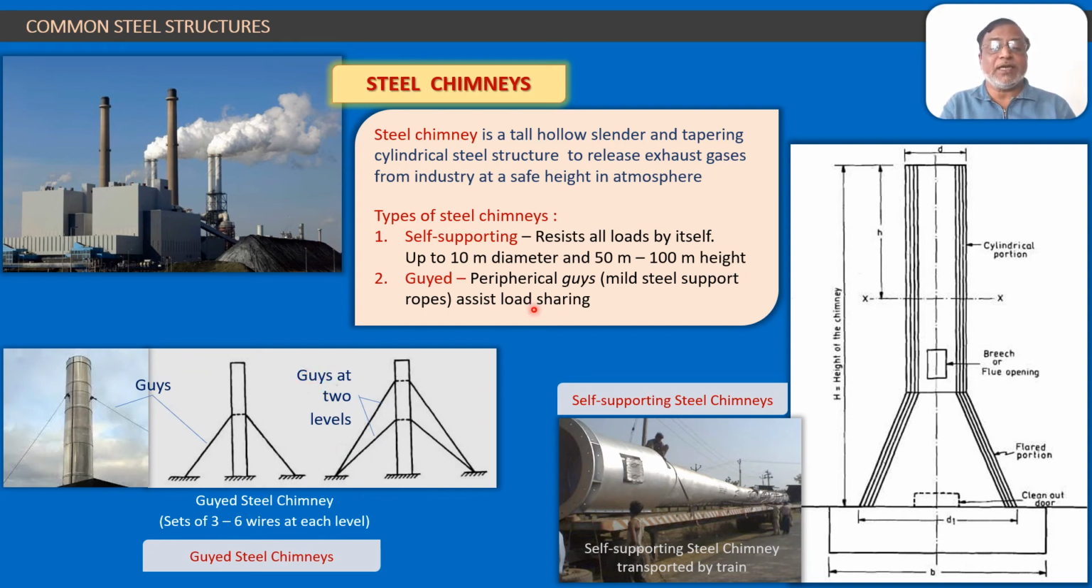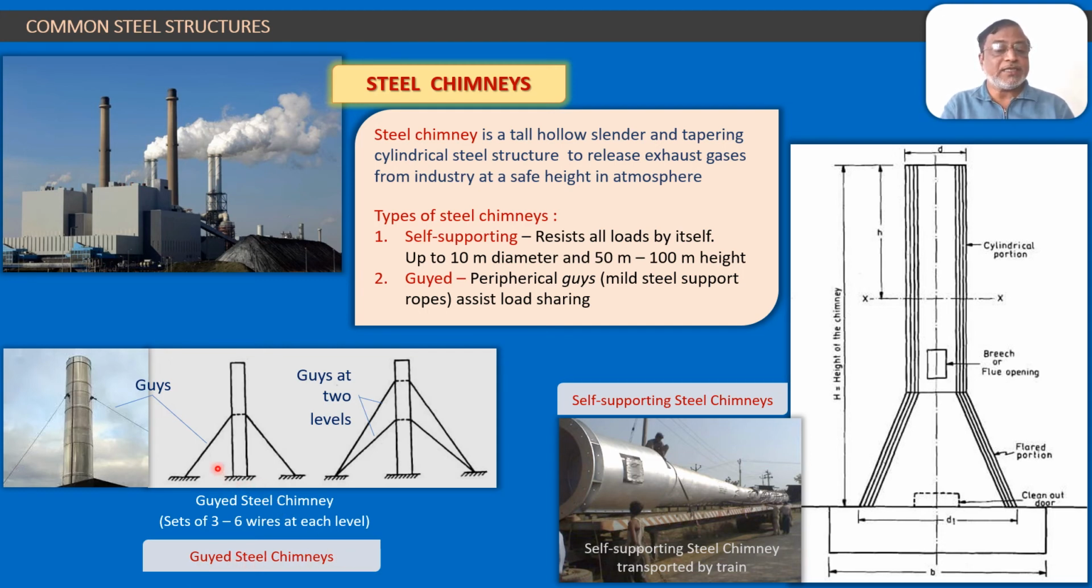The guy is a mild steel support rope. You can see this chimney. We can see this type of chimney also commonly. You can see that to this chimney, these mild steel cables are attached, and these mild steel cables are pulling the chimney in their directions. So these are the guys. These cables are called guys, and the chimneys are therefore called guyed steel chimneys.